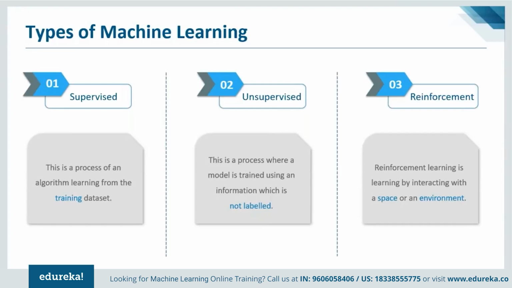Then comes your unsupervised learning. So in this process of learning, there is no one who supervises the process, or there are no correct answers and there is no teacher. So what exactly happens? This is a process where a model is trained using information which is not labeled.